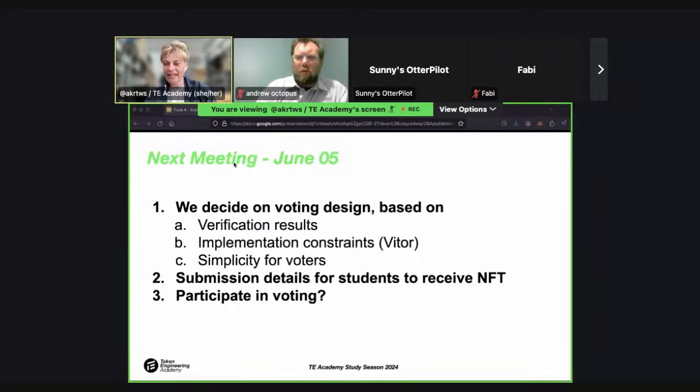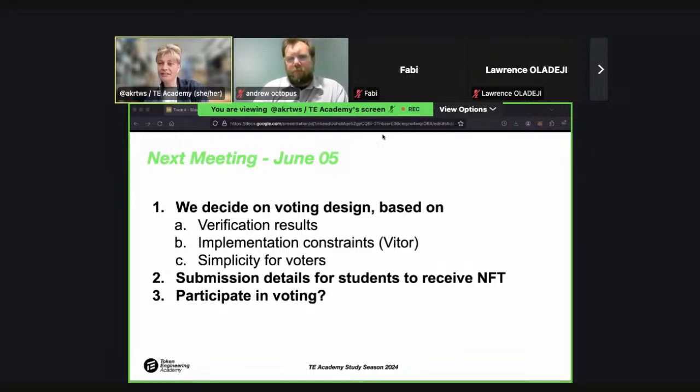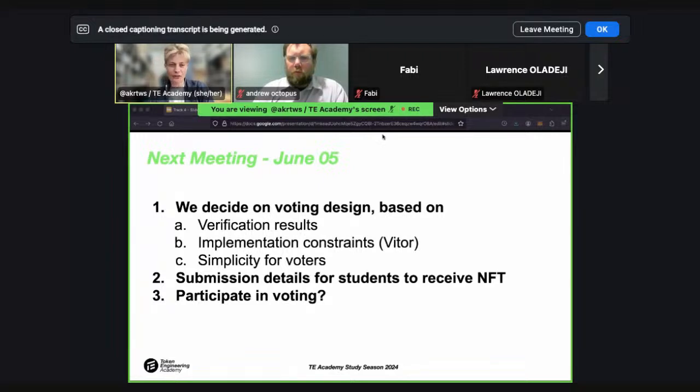Timelines and updates. Our next meeting, June 5th, will be super important because then we'll select the voting design for the fellowship prize. At the moment we have several options and designs on the table. There are several verification steps open, and this is the topic of today. On June 5th, we'll review these verification results. We'll also review implementation constraints that we have to consider, since we want to go live with the voting interface and conduct the voting end of June.